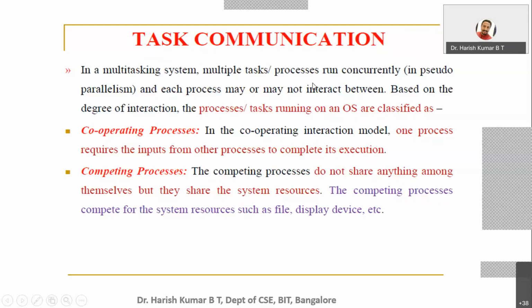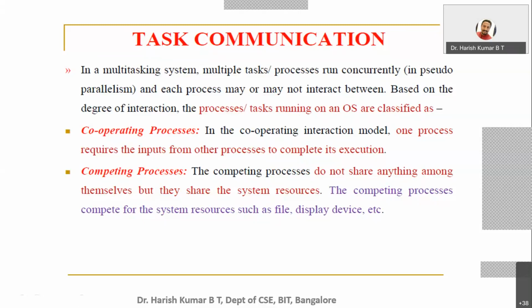Again, we are using multitasking just to achieve parallelism, because I want to perform more things simultaneously or concurrently, so I use a multitasking system to speed up the process. Now, the processes or tasks running on the OS can be classified into two types. One is cooperating processes, and the other is competing processes. What are cooperating processes? These are the processes which share inputs, or share data, or exchange data with the other process.